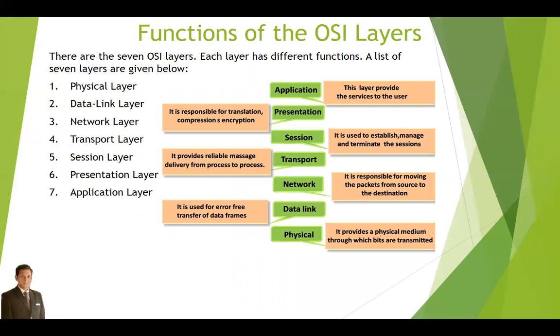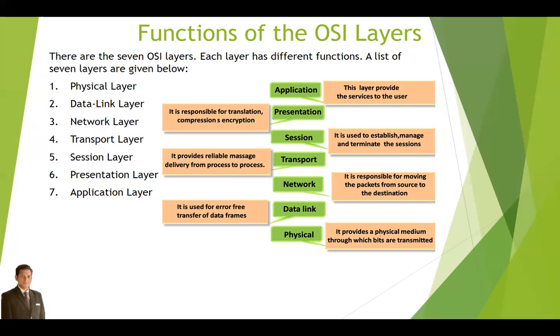Functions of the OSI layers. There are 7 OSI layers. Each layer has different functions. First layer is physical layer. Second layer is data link layer. Third layer is network layer. Fourth layer is transport layer. Fifth layer is session layer. Sixth layer is presentation layer. And seventh layer is application layer.